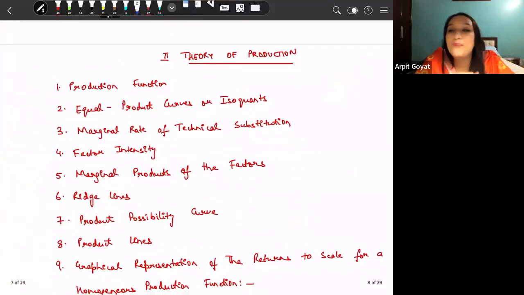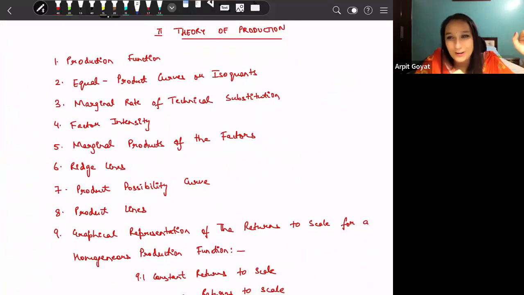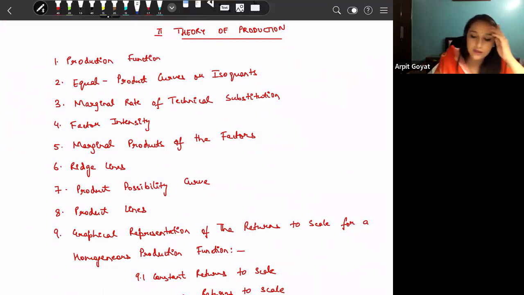Now, this was just one part. We were discussing consumer theory till now. The next part in the syllabus will be theory of production. Here we will discuss about production function, equal product curves और isocosts.